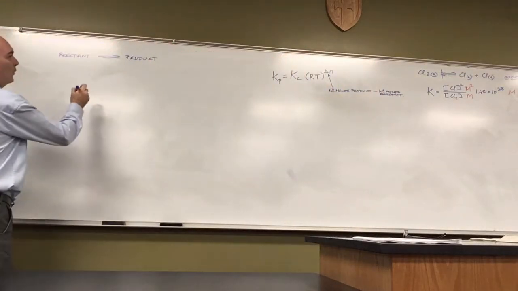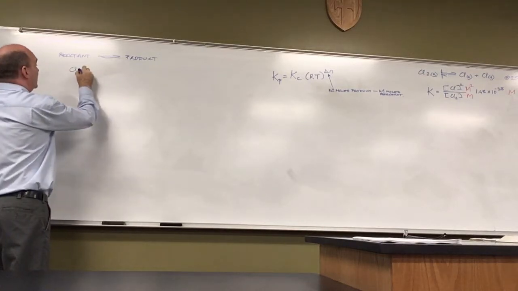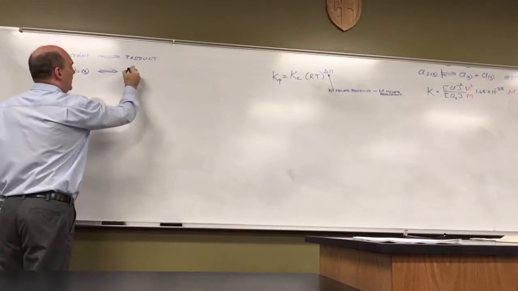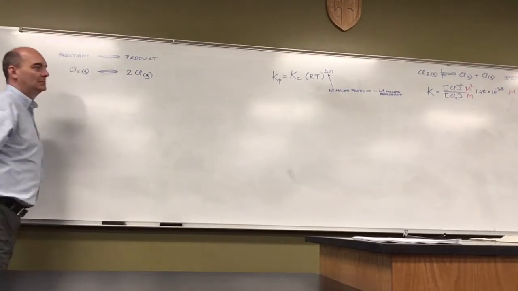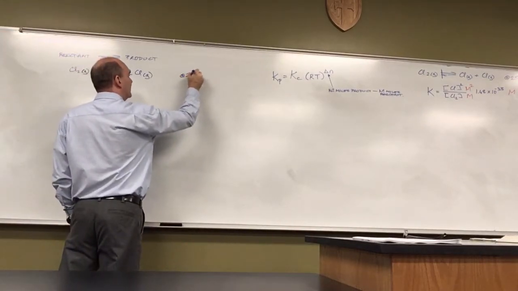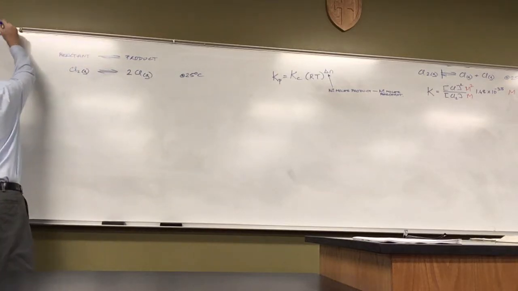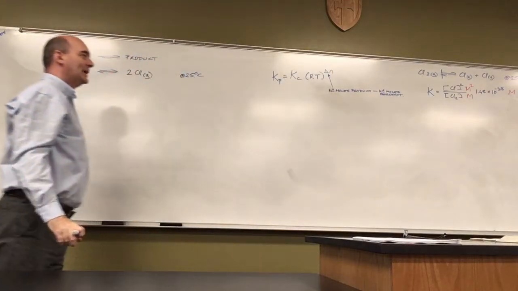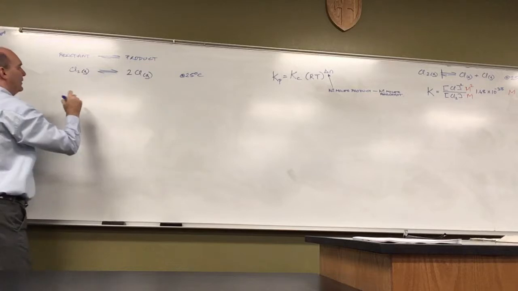So the forward way, if I write chlorine molecule as a gas on the left and 2 chlorine atoms on the right, again, we'll get to temperature eventually. Factors that affect the value of K. K is absolutely going to be affected by temperature. Okay, so we've already written it down.